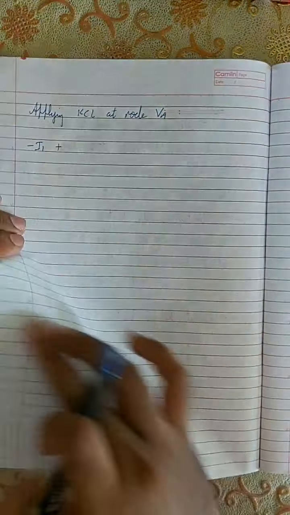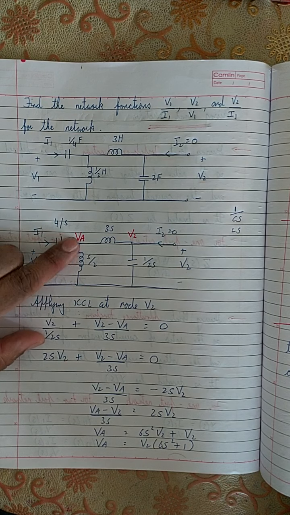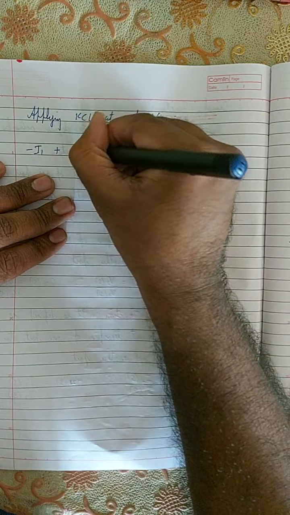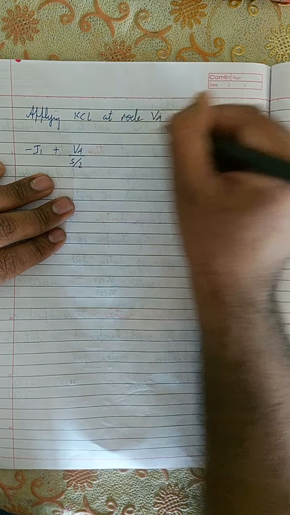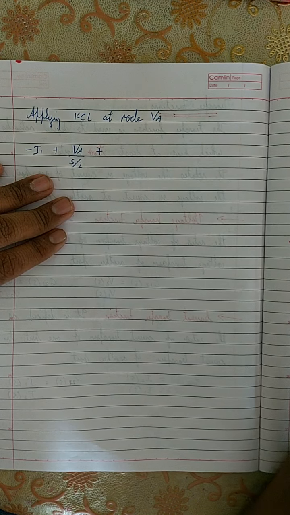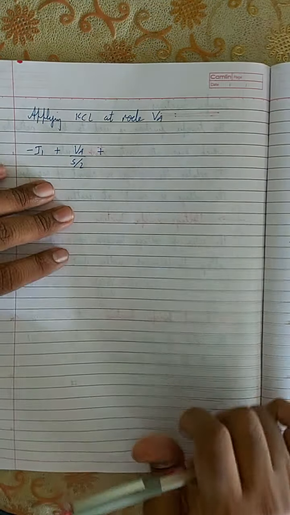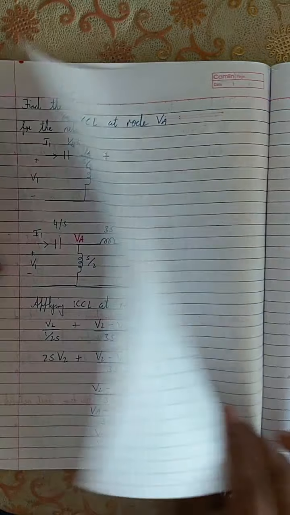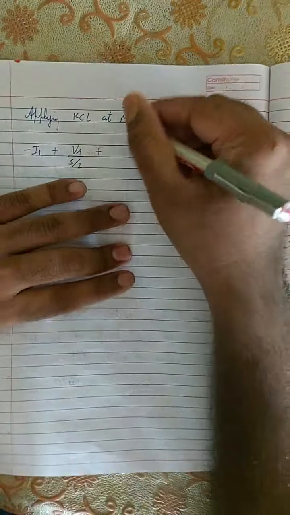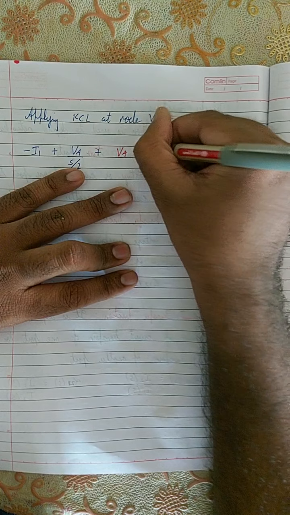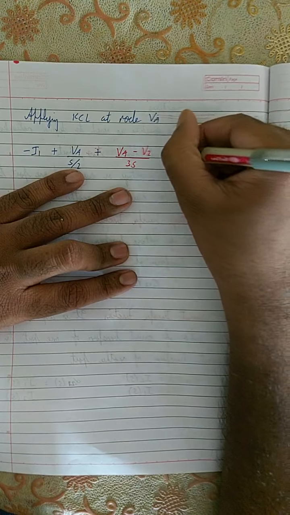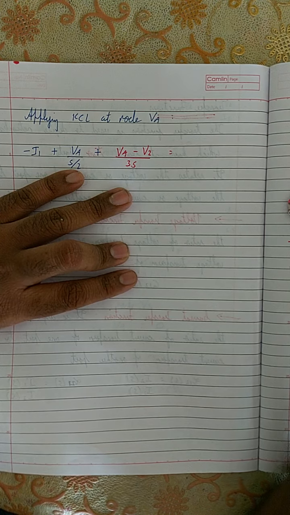Okay, minus I1 plus, what's the current through this branch? It is (VA minus 0) by (s by 2), or VA by (s by 2). Okay, plus, now this is where I want to tell you about the technique I mentioned earlier. Let me use another pen. Plus, what is the remaining current? It is (VA minus V2) by 3s. I will tell you why I am using a different pen for this. And this is equal to 0.